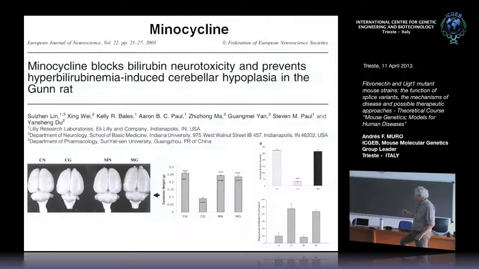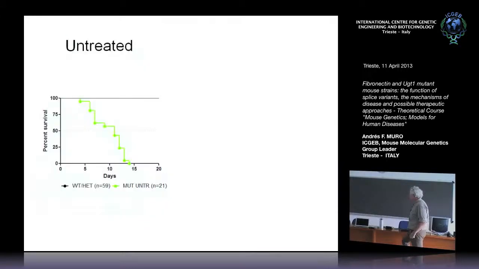They have seen in those animals, the rat, that after treating with minocycline, they recover the normal size of the cerebellum. They also recover the number of Purkinje cells without modifying the level of plasma bilirubin in the animal. So as I mentioned before, it is acting through another mechanism different from bilirubin reduction. It's just neuroprotection. So this is how we treated our animals.